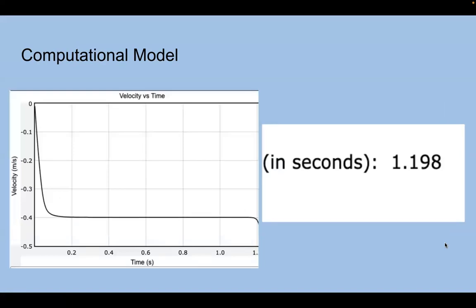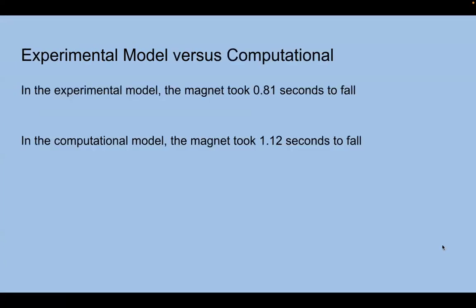And in the computational model, here's the graph of the magnet, and it took 1.198 seconds in the computational model, so a little bit longer than the experimental model. So here we see experimental versus computational. It took 0.81 seconds in the experimental and 1.12 seconds in the computational model.